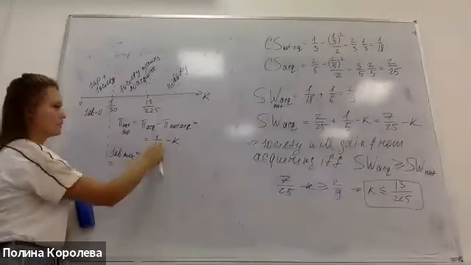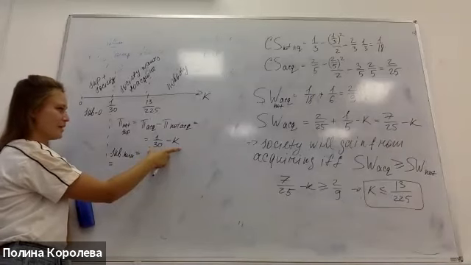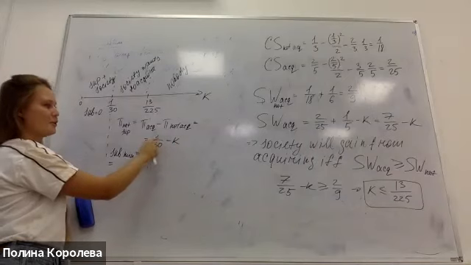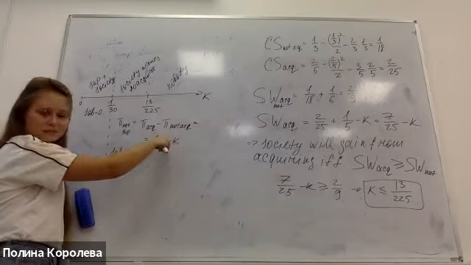For 1 divided by 30 minus k. How much for this to be 0? How to make this 0? We should do minus 1 divided by 30. Here is 0, and minus k plus k. Yes, to be 0. So this will be k minus 1 divided by 30.